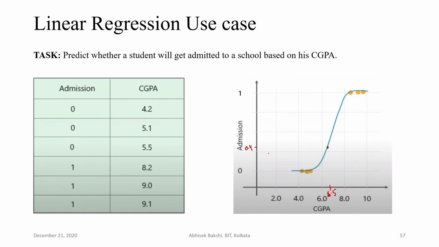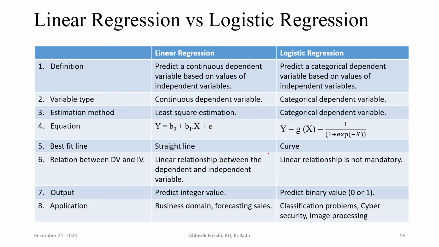Now since 40% is lesser than 0.5, that means we can predict that no, for this 6.5 CGPA there is a high possibility of getting no admission, something like this. Okay, so as a nutshell, we can see the differences with respect to linear and logistic regression, and you can find this difference over here. I will share this slide with you.